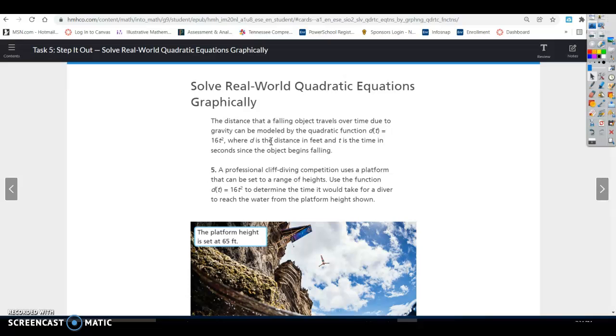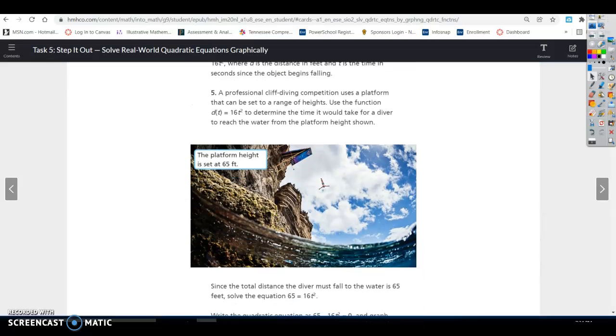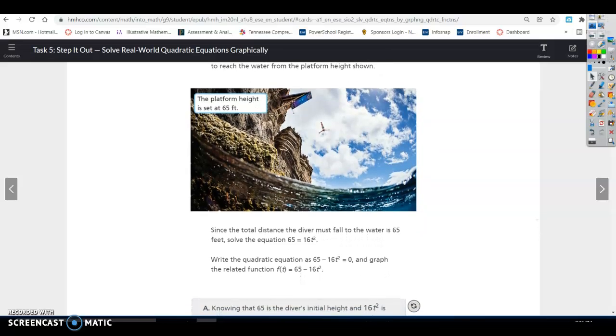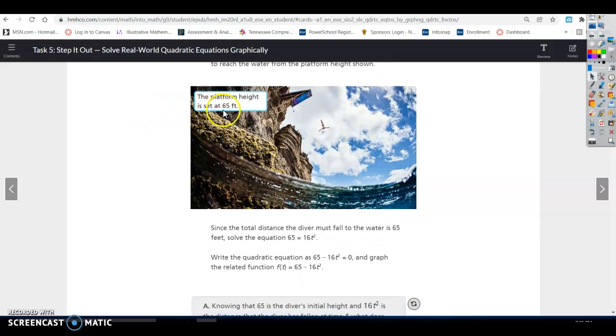A professional cliff diving competition uses a platform that can be set to a range of heights. Use the function d of t equals 16t squared to determine the time it would take for a diver to reach the water from the platform height shown. All right, so it gives us a platform height of 65 feet. And you can see here's the cliff diver.